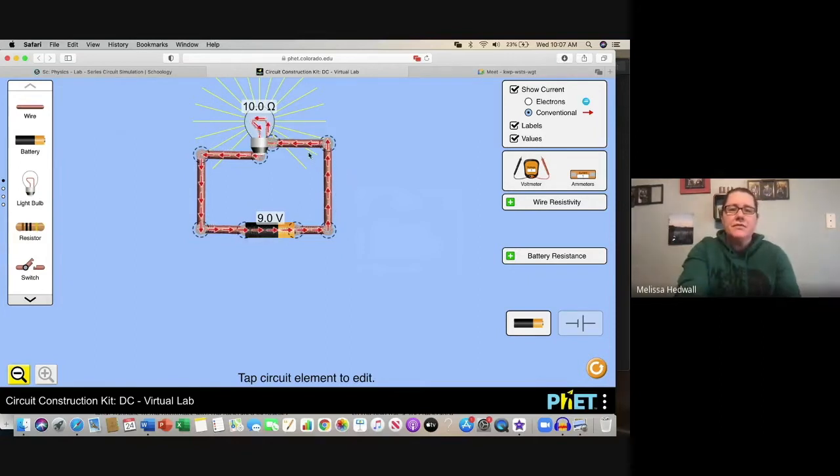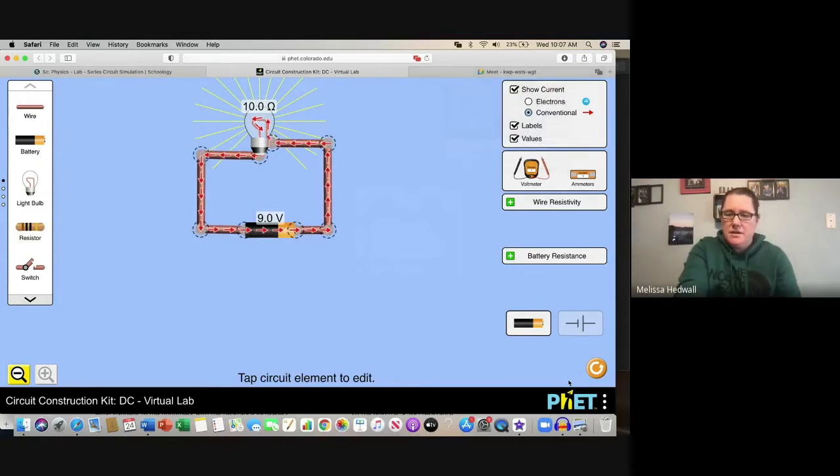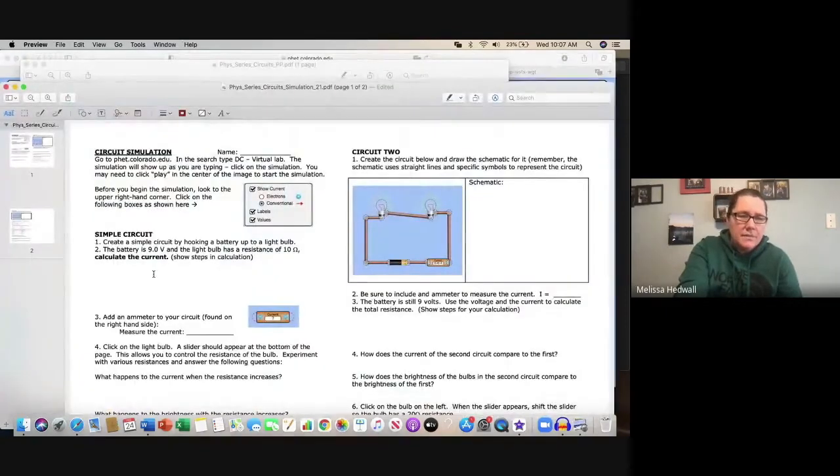So you can see the current flowing. You can see that there's these yellow lines coming out of the bulb, and that's indicating the brightness of the bulb. And so on this first one, you have it set up and it says to set it up, 9-volt battery, 10 ohms, calculate the current. And show your steps in your calculation. So show the work that you're doing here.